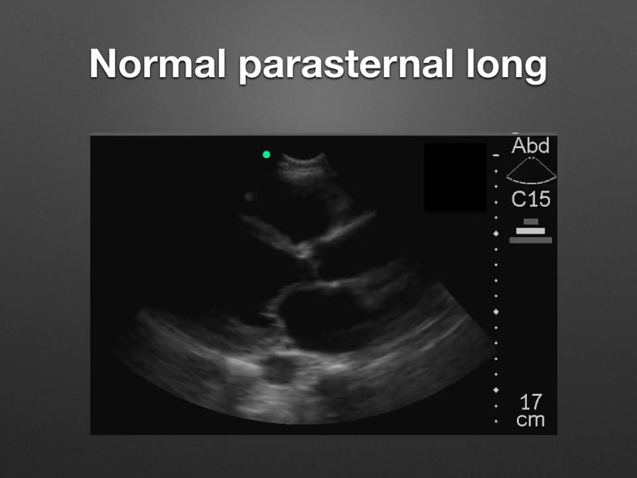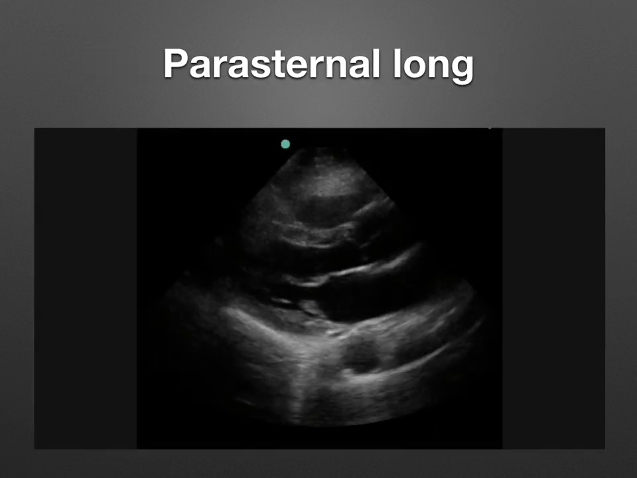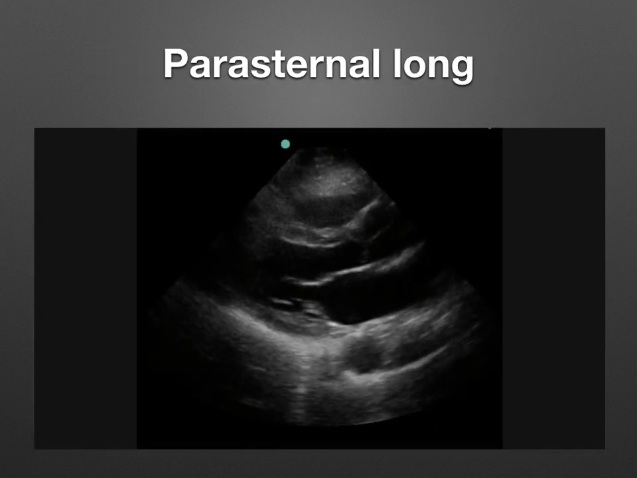Here's a normal parasternal long axis view. You can see the descending aorta is located about 3/4 of the way down the screen. Here's what it looks like in motion.